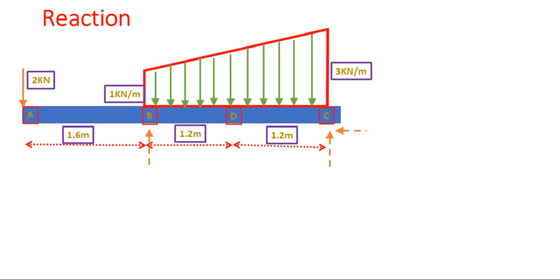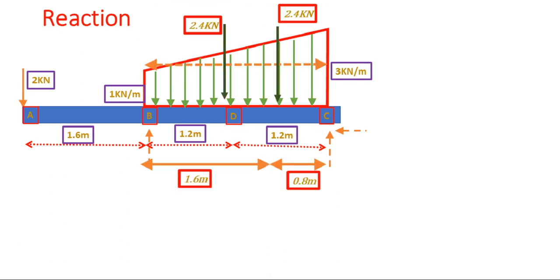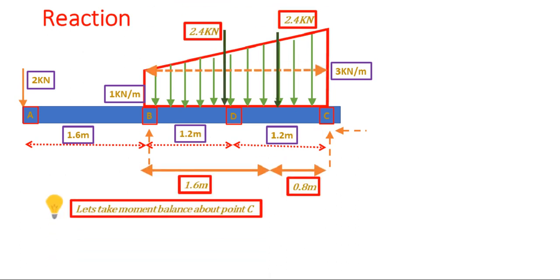So this was a problem. Reactions are shown, everything is shown, marked, done, perfect. So now we'll write the moment. We'll take a moment about point C. Okay, I have marked the 2.4 kilonewton and 2.4 kilonewton. They are what I have converted from UVL to concentrated load.